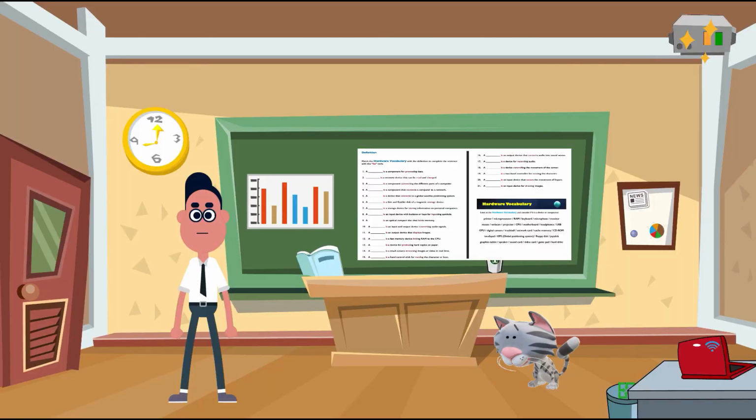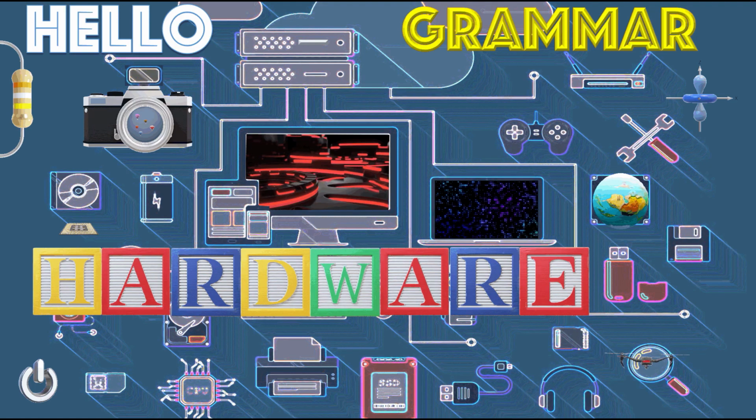Homework there for you is to match the definition with the vocabulary. Better write down the homework. Always very important. And then you're going to match it with the grammar.